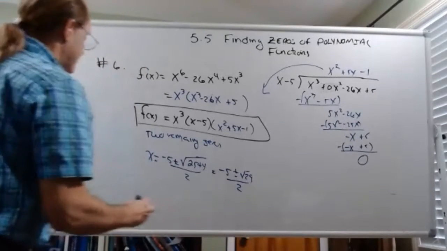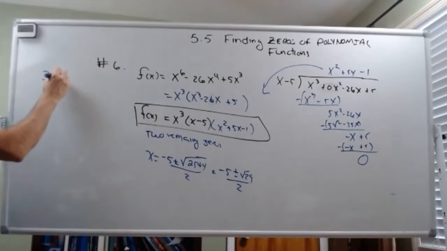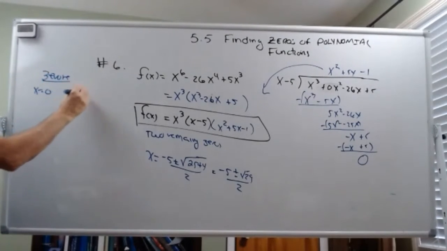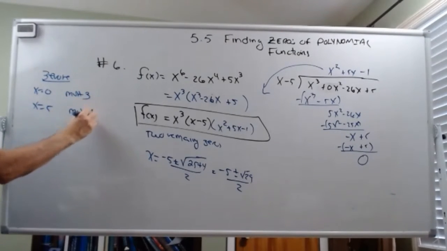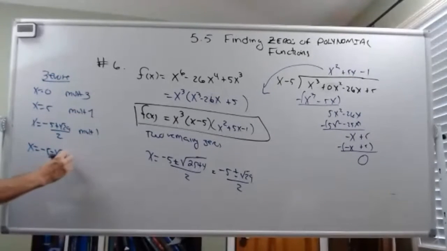So I have two extra zeros. So here are the zeros of the polynomial. x equal to 0 with a multiplicity of 3, x equal to 5 with a multiplicity of 1, and then these two zeros. x is equal to negative 5 plus the square root of 29 over 2, and that just has multiplicity 1, and x is equal to negative 5 minus the square root of 29 over 2, and that also has multiplicity 1.